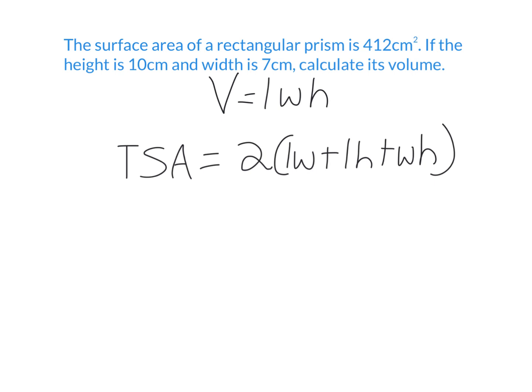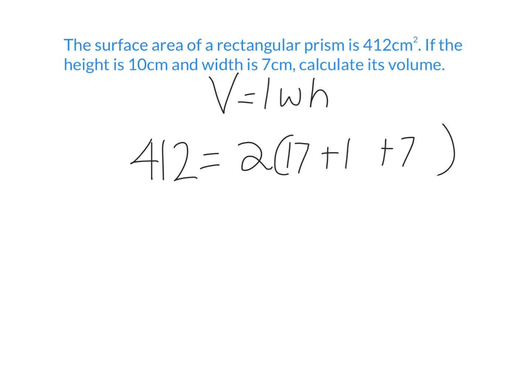Here we're assuming that the rectangular prism is closed. So we're just going to substitute everything we know. So we're told that the total surface area is 412, so I rub that out, replace it with 412. Now we're also told that the width here is 7. So everywhere I see width, I'm going to replace it with a 7. And everywhere I see height, I'm going to replace that with 10. That was given to us in the question.